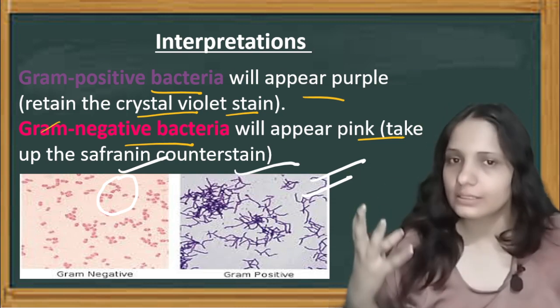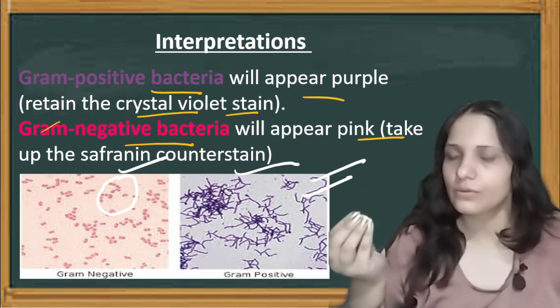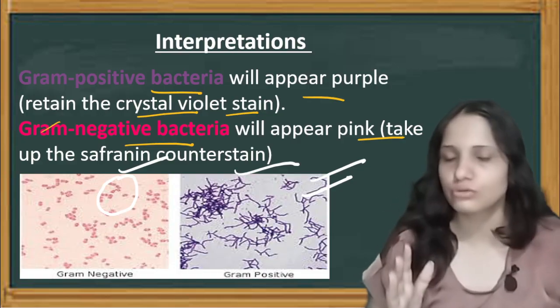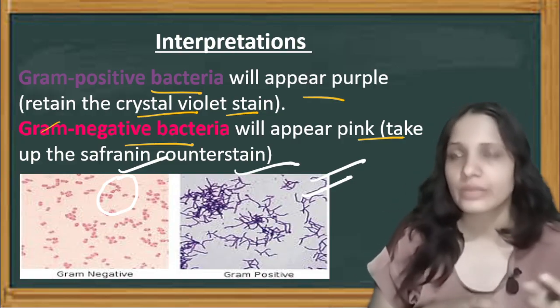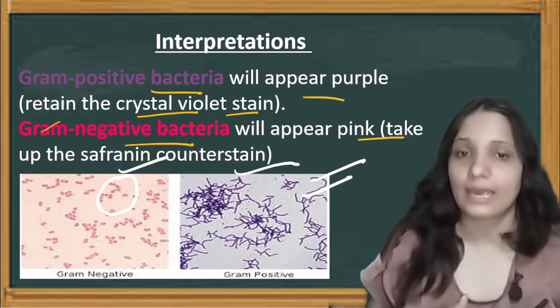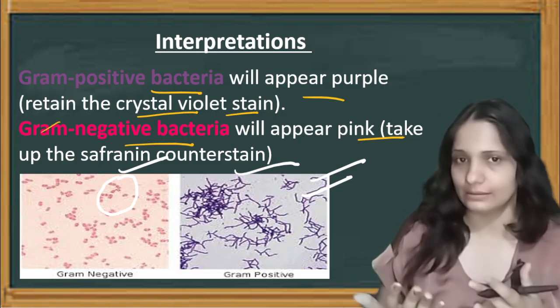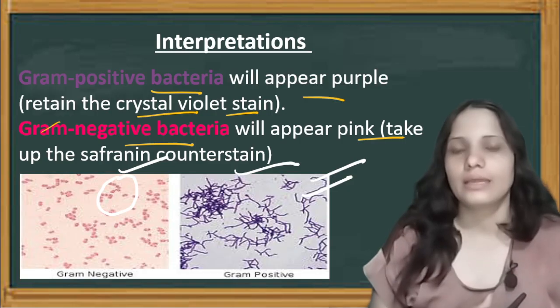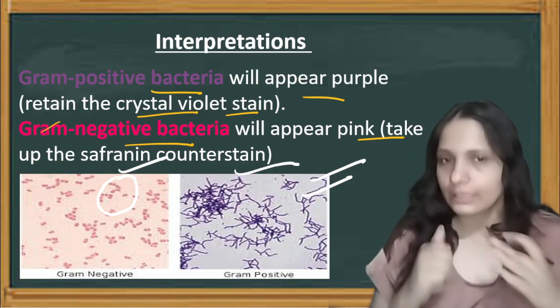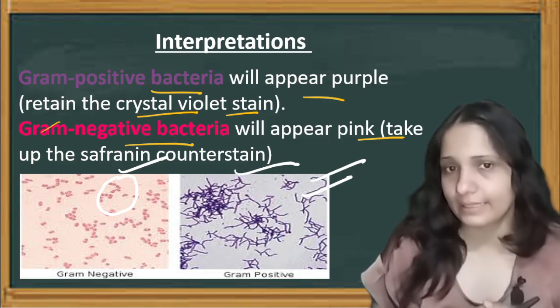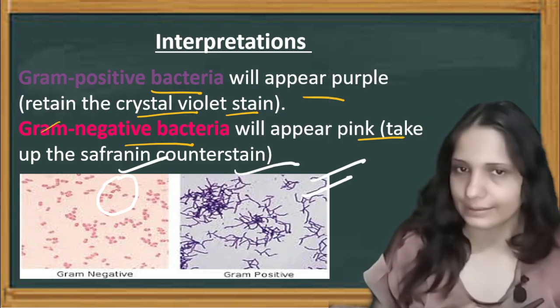What is the utility of gram staining? Gram staining is used to identify gram positive bacteria and gram negative bacteria, and it has many applications in clinical testing, in hospitals. One more thing, our E. coli bacteria, the most common bacteria, is gram negative bacteria.